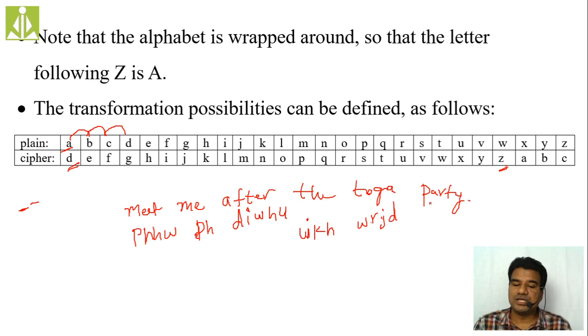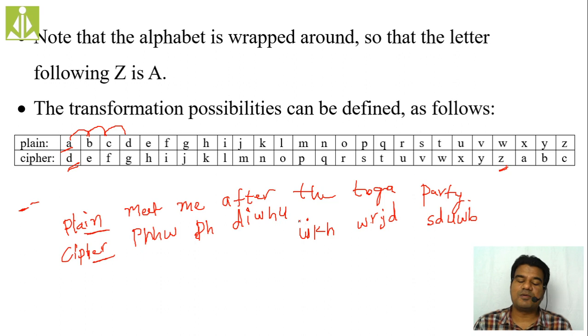Okay. Party. For P, I will get S. For A, I will get D. For R, I will get U. T, again W. And Y, I will get B. So something like this. We are obtaining the corresponding ciphertext for this given plain text. In this way the Caesar cipher will work.